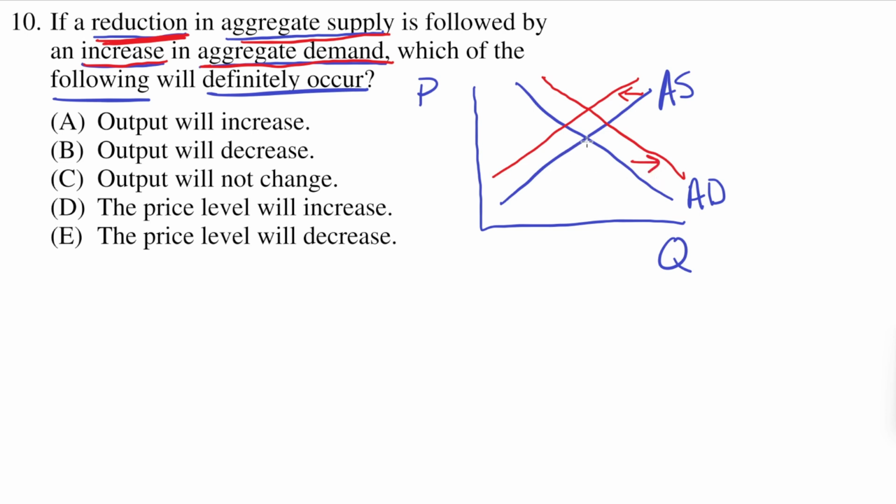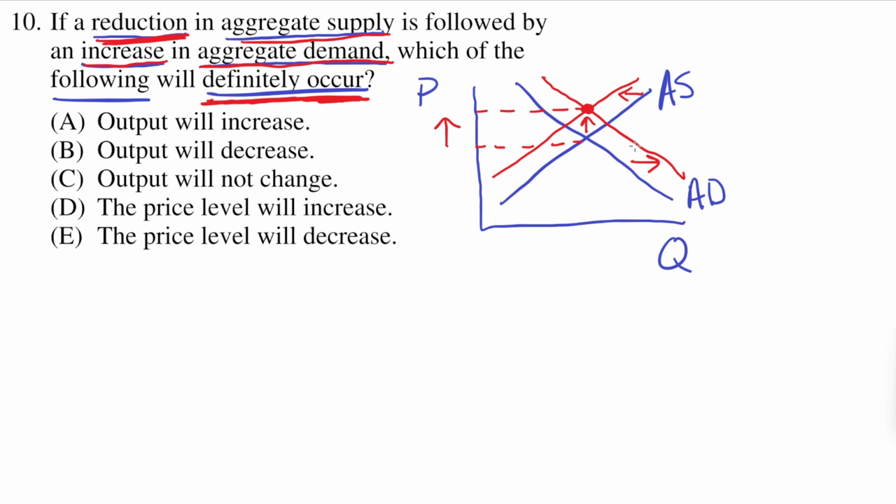Now our old equilibrium point was here. Now our equilibrium point is up here. So we see that this is clearly a price increase. We see we went from one price level on the y-axis to a new price level on the y-axis. So price obviously increased. But how do we know that? If we read the question carefully, it says here which will definitely occur.